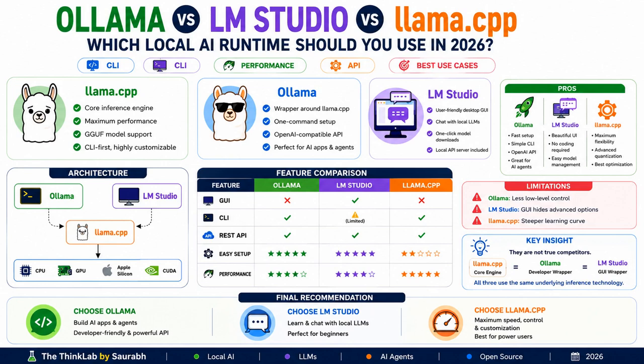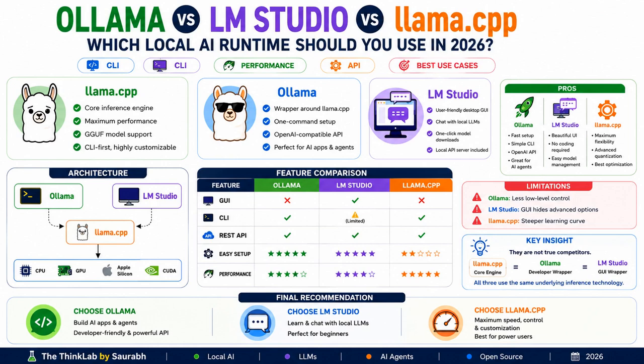If you are planning to run AI models locally, you have probably come across three popular names: Ollama, LM Studio and llama.cpp. Many people think these are direct competitors, but that's not actually true. In this video, I will explain the difference in very simple language. By the end of this video, you will know exactly which one is right for you.